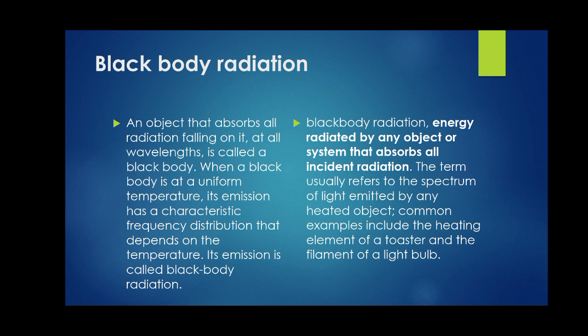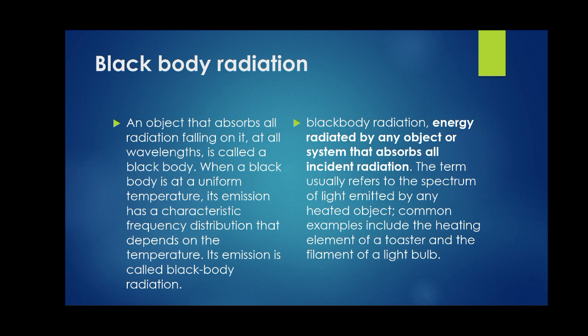It is an object. What is a black body? An object that absorbs all radiation falling on it at all wavelengths is called a black body. So whatever the radiation falling on it, whatever the wavelength, it will absorb. That kind of material is called a black body.